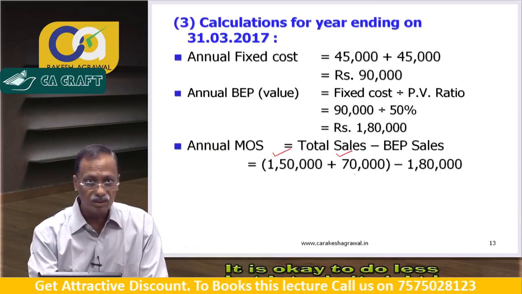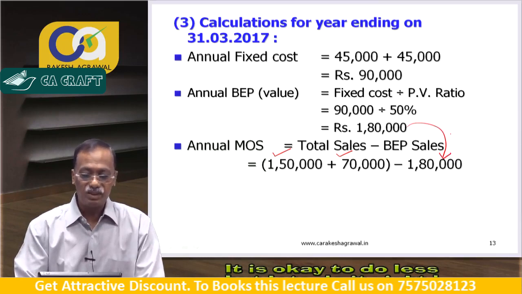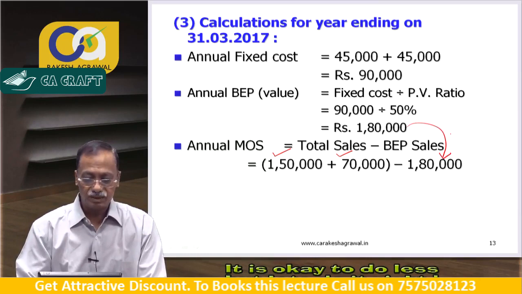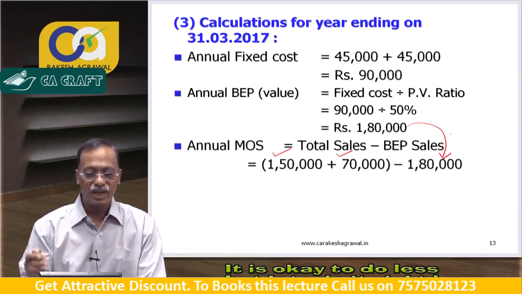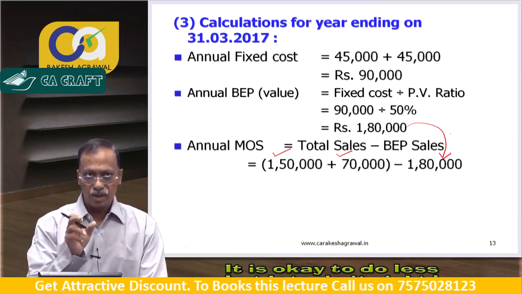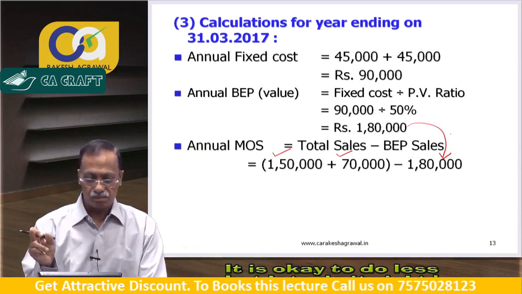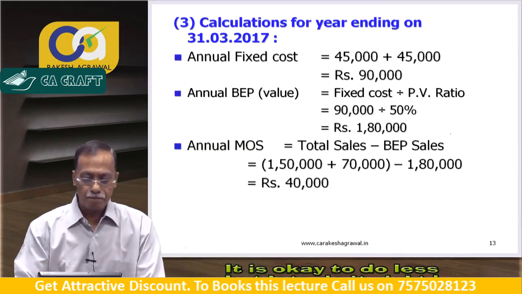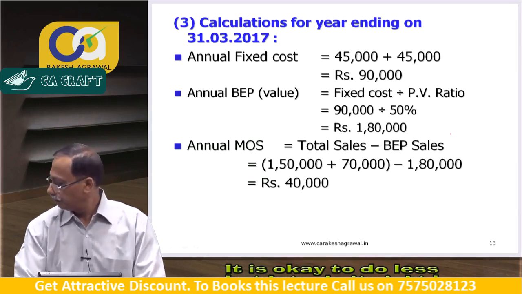So this will become your total sales for the year, and this minus BEP sales. So in the bracket, you will write 1,50,000 plus 70,000, that is total sales, minus 1,80,000. From annual sales, you will deduct annual BEP. And I hope you are performing the calculations also using calculator. Keep it ready always. So rupees 40,000.